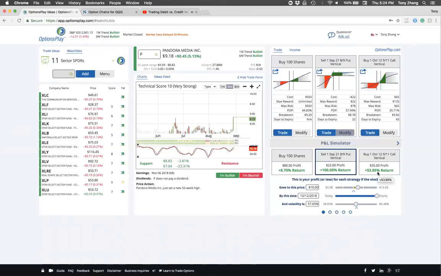The point of this tool is to show you guys how to do your own analysis and be able to be self-sufficient in looking at credit versus debit spreads. Any other questions?